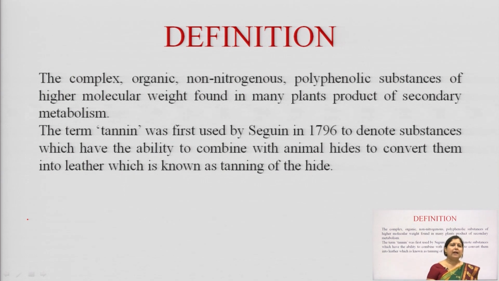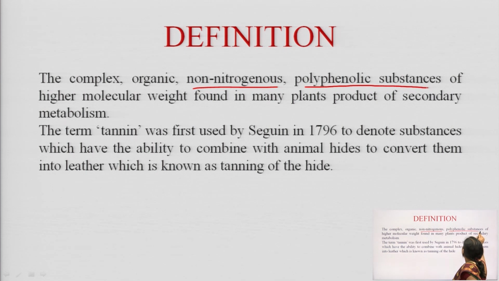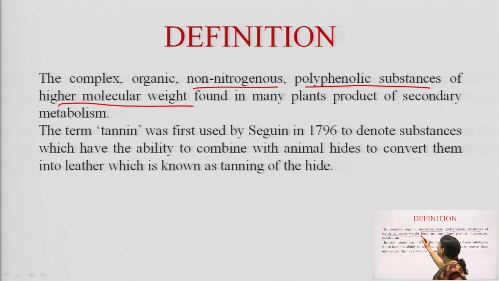organic and completely non-nitrogenous in nature. It does not contain any nitrogen in its structure. That is the first requirement for a substance to be a tannin. Then it is polyphenolic in nature, with a very high molecular weight. So, tannins are generally high molecular weight substances found in many plant products of secondary metabolism.